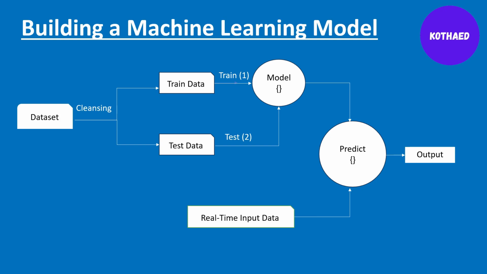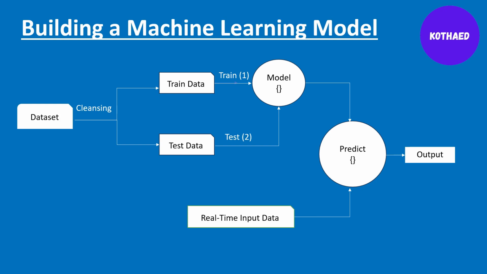Building a machine learning model. As I explained in the previous video as well, this is a basic structure of how to create a machine learning model. First we need the data set, and we have to cleanse it and split the data set into two parts: training data set and test data set. 80% of our data set should be training data and 20% should be test data.